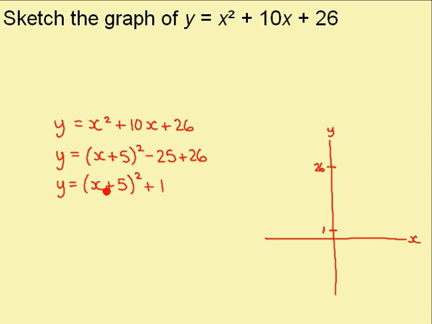I want to find out where exactly this minimum value occurs. In other words, for what value of x is it? Well, this we said was going to be 0, and this will be 0 when x is minus 5, because minus 5 plus 5 is 0. So the minimum point must be at minus 5, 1, which is here. I already know the general shape of the graph, and I know that it crosses the y-axis at 26, so now I can draw it onto my axes. This is my sketch of this graph.